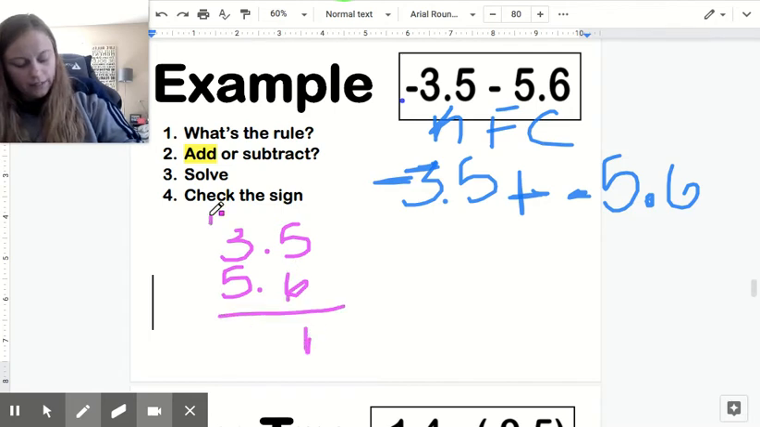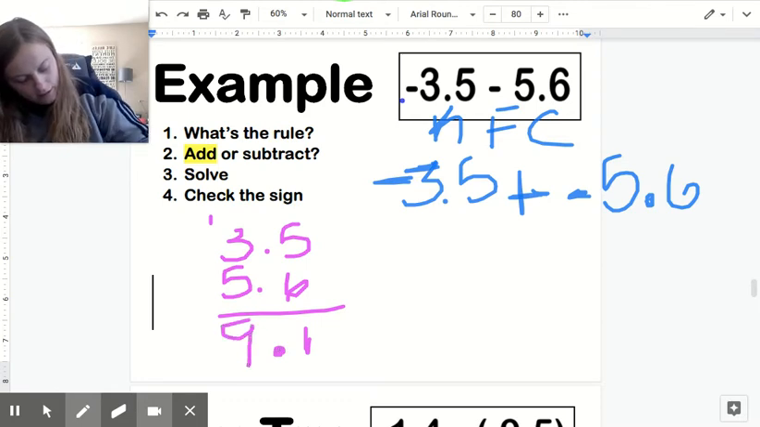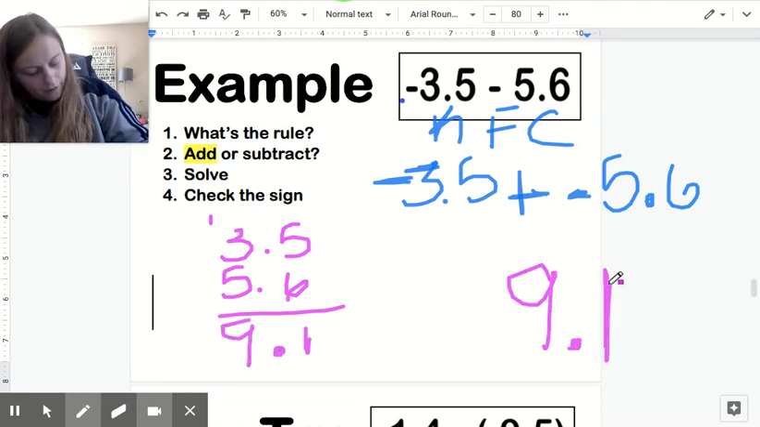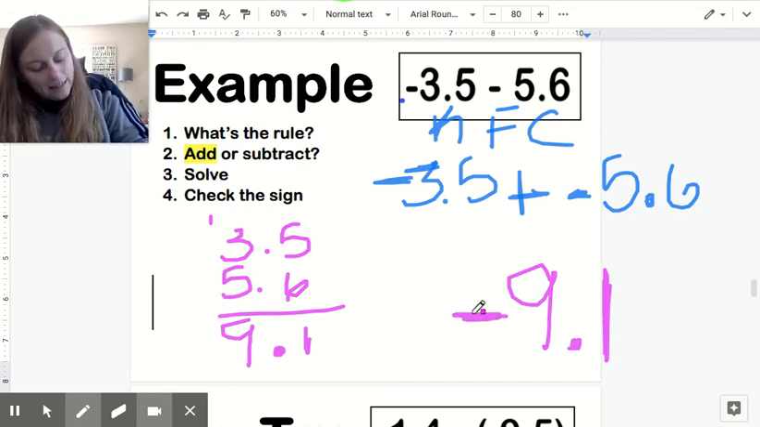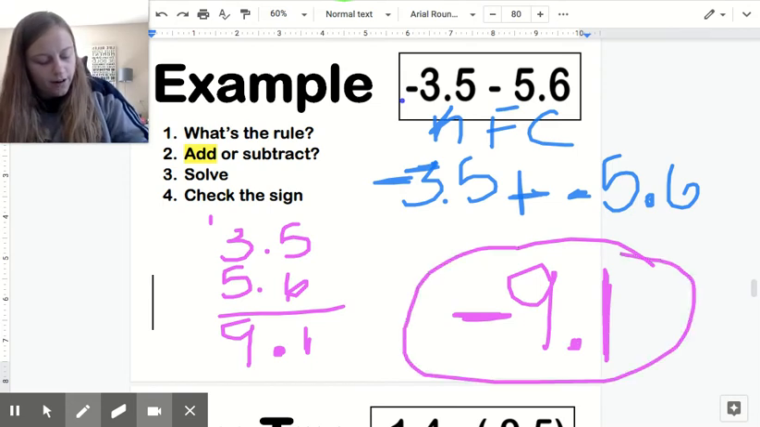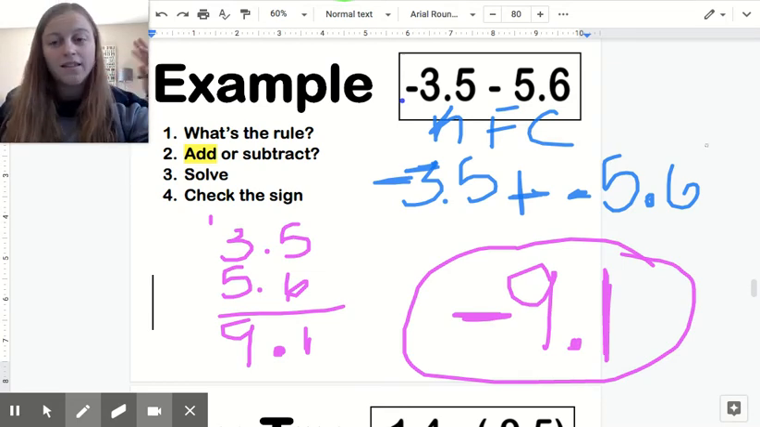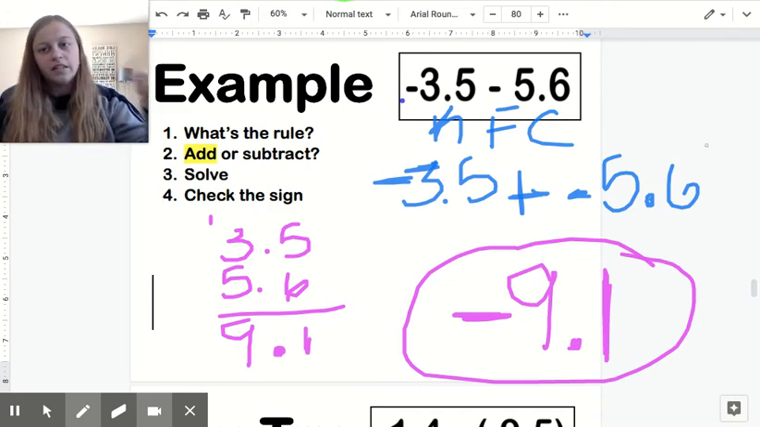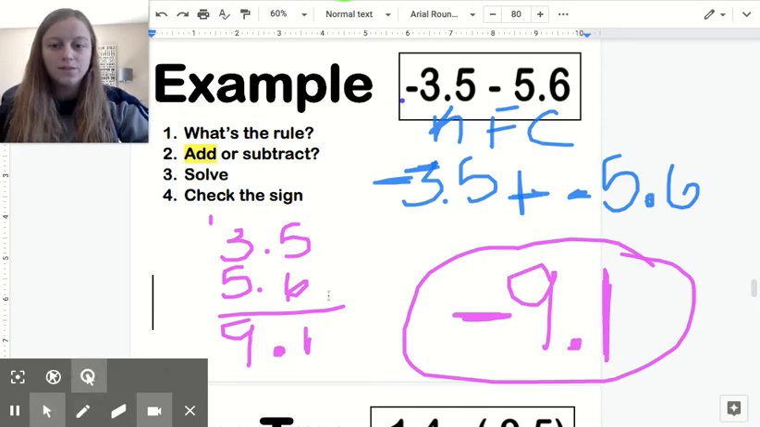I have an 11, carry the 1, bring my decimal down. 1 plus 3 plus 5 is 9. So I have 9.1. And then the last thing here is to check the sign. Well, I had the same sign, so I added and I keep the negative number. So really what we're doing here, guys, is we are taking our integer rules and our decimal rules and adding them together. So we had to KFC our problem, and then it was really like an adding problem we just did in the slides above. Just don't forget, when you have subtraction, you KFC first.